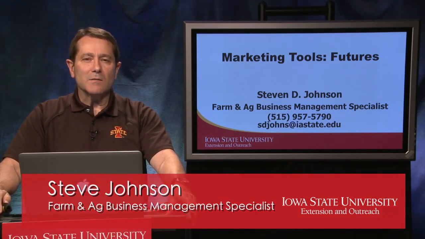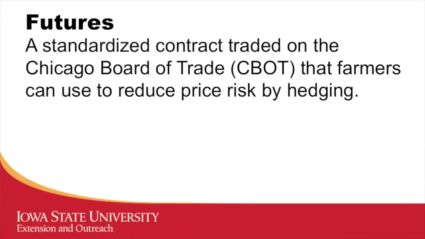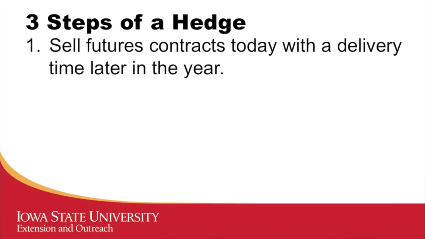Let's take a look at marketing tools, starting with futures. Futures are a standardized contract traded on the Chicago Board of Trade that farmers can use to reduce price risk by hedging. Hedging is defined as taking an equal and opposite position in the futures market than you have in the cash market. Hedging typically involves three steps.